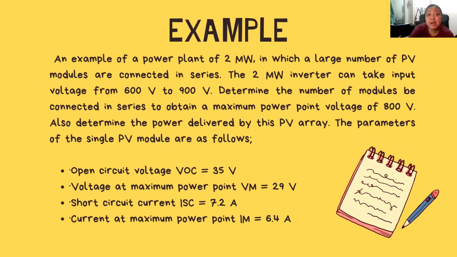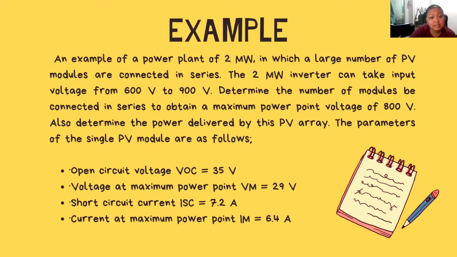An example of a power plant of 2 megawatts in which a large number of photovoltaic modules are connected in series. The 2 megawatts inverter can take input voltage from 600 volts to 900 volts. Determine the number of modules to be connected in series to obtain a maximum power point voltage of 800 volts. Also, determine the power delivered by this PV array.